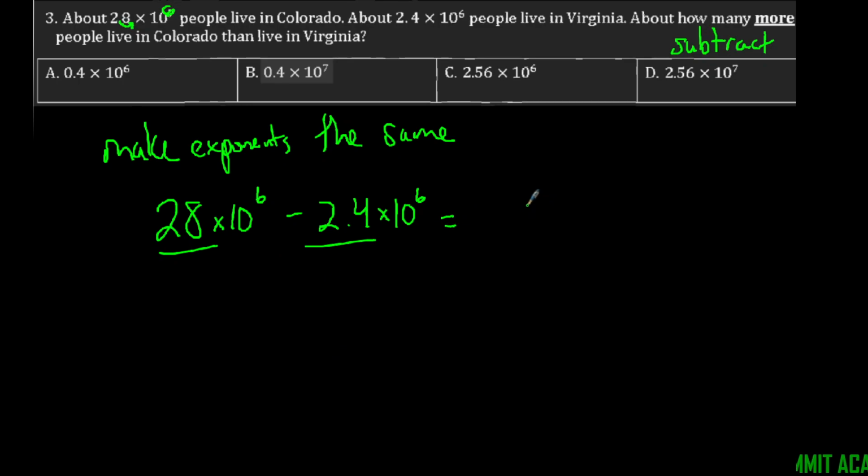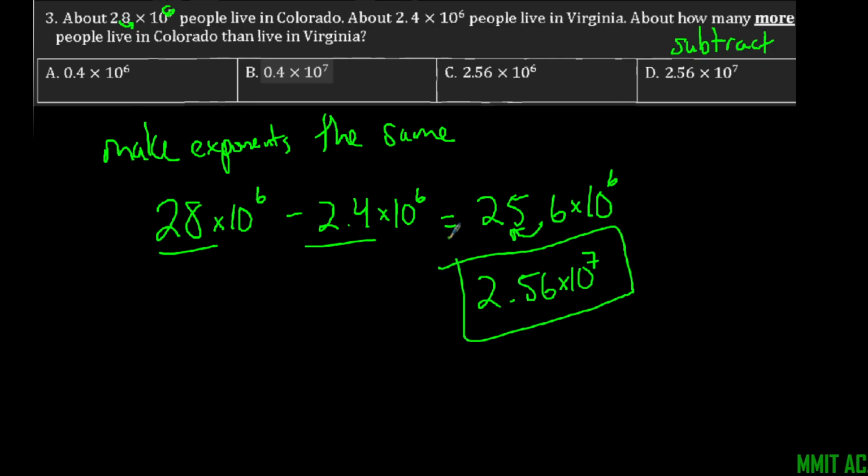So this is going to be the same as 25.6 times 10 to the 6th power, but we need to make sure that we have it in scientific notation, so I'm going to move it now back to our choice. So I can say this is the same as 2.56 times 10 to the 7th power. So just make sure you're seeing the difference between those two choices for C and D, because we need to pick the one that has the proper scientific notation.